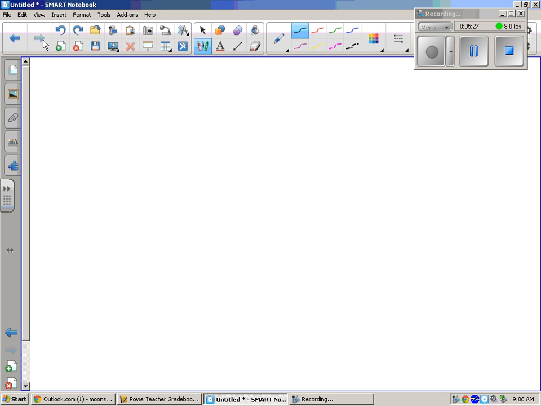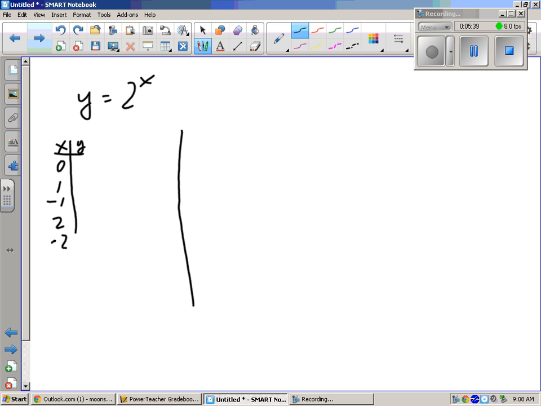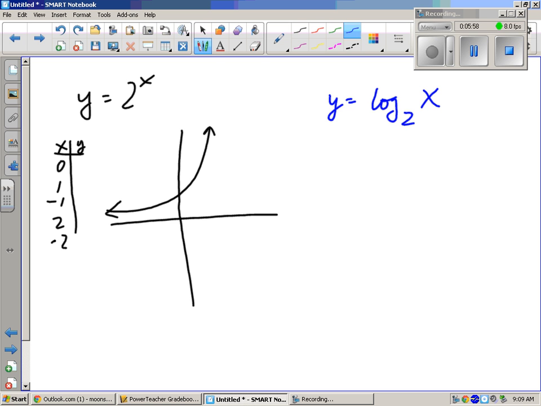All right, let's look at some graphs. Let's say I have y equals 2 to the x graph, and we do a t-chart. We pick a bunch of numbers, 0, 1, -1, 2, -2, and we get our graph to look something like this. Okay, then I'm going to do y equals log base 2 of x. So we have a different setup here. It's going to be the inverse. So what happens is we have a diagonal line here.